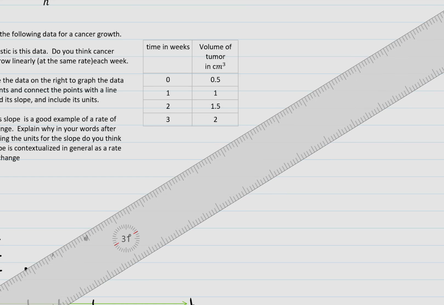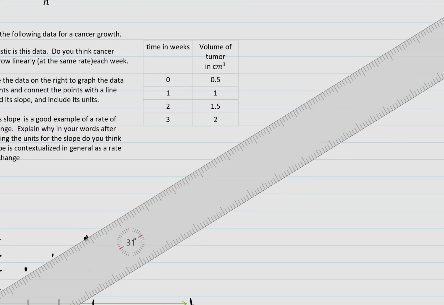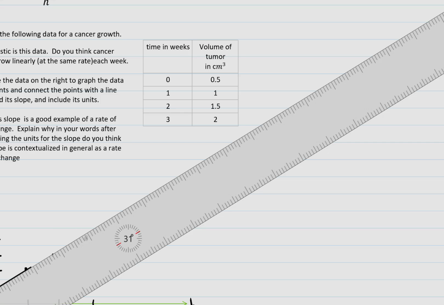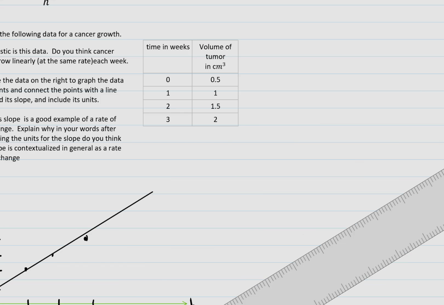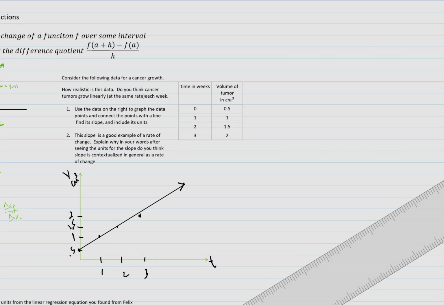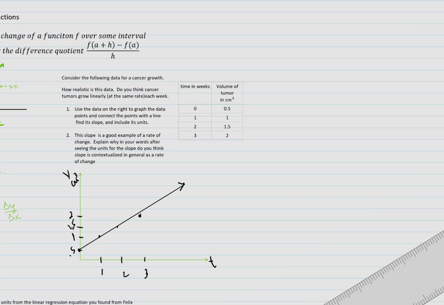So this line represents volume based on time. If I give you a time value, you should be able to come up with the equation of that line and tell me, after 10 weeks, what the volume is going to be. But you can also see by looking at the pattern: how fast is it going every week? What's the rate of change of this tumor? What's its growth rate?